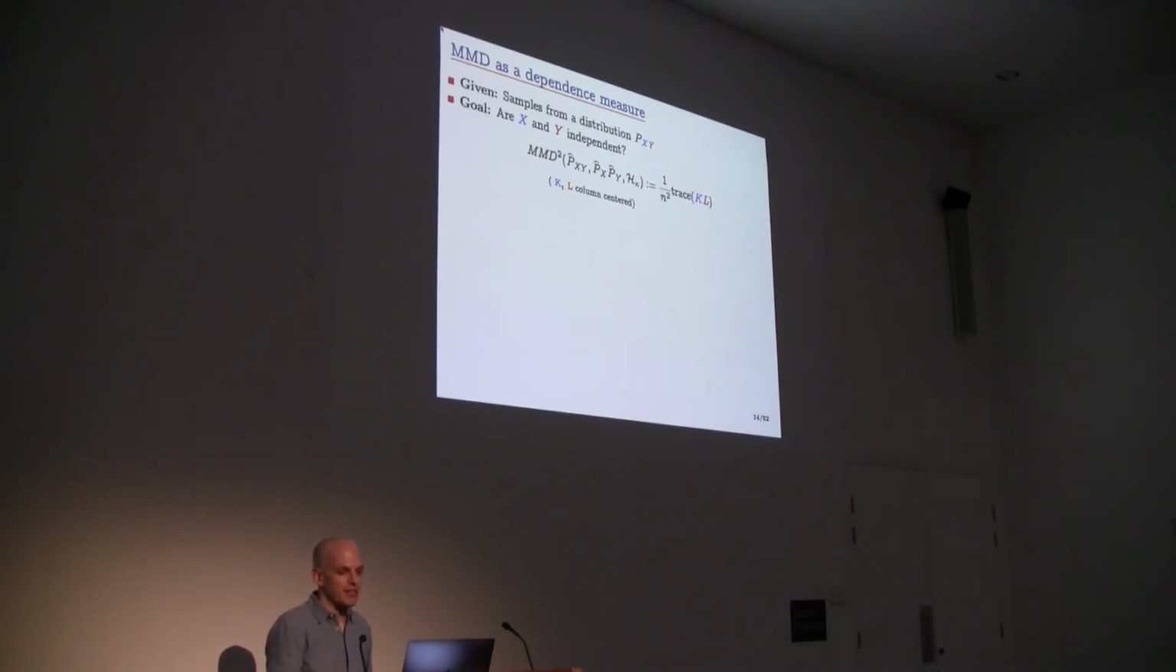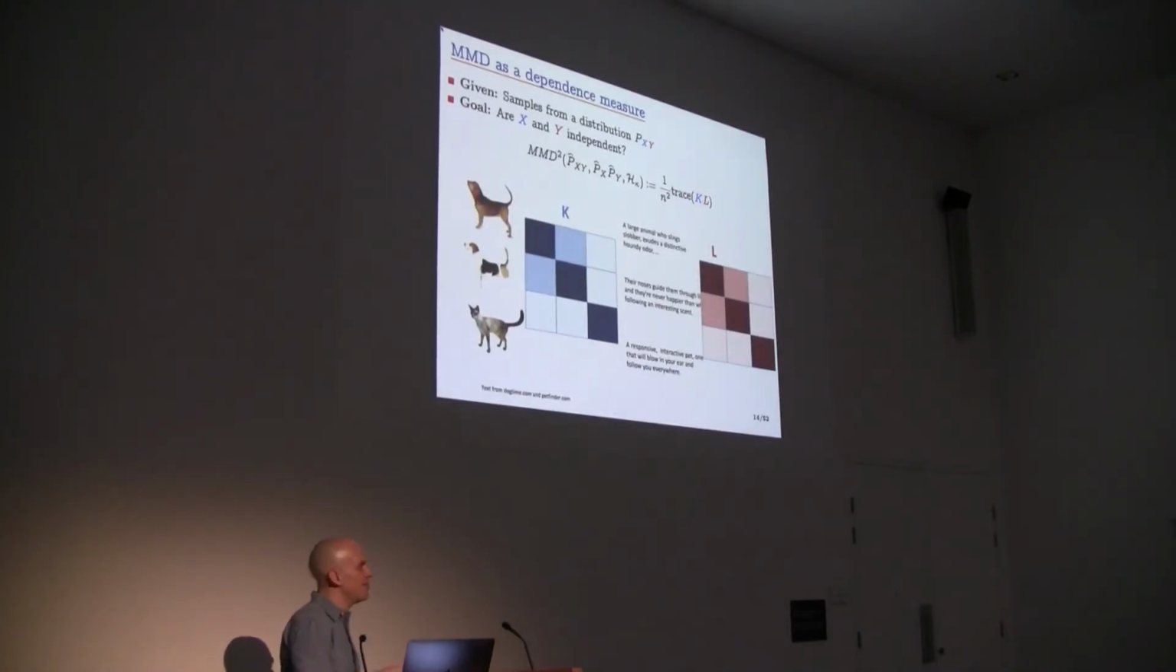So why is this logical? Let's go back to our setting. Here we've got our images, and here is the kernel between the images. You see that two dogs have high similarity, but dogs have low similarity to cats. Here is the same: the kernel between our captions. Two dog captions have high similarity, but the dog captions have low similarity with respect to the cats.